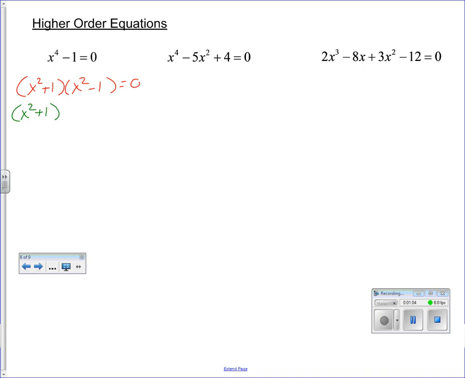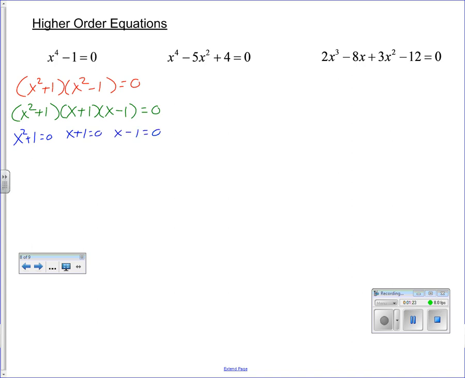But x squared minus 1, that is a difference of squares. That can be factored to x plus 1, x minus 1 equal to 0. Then I want to set each of these equal to 0. X squared plus 1 equals 0, x plus 1 equals 0, x minus 1 equals 0, and solve for x.